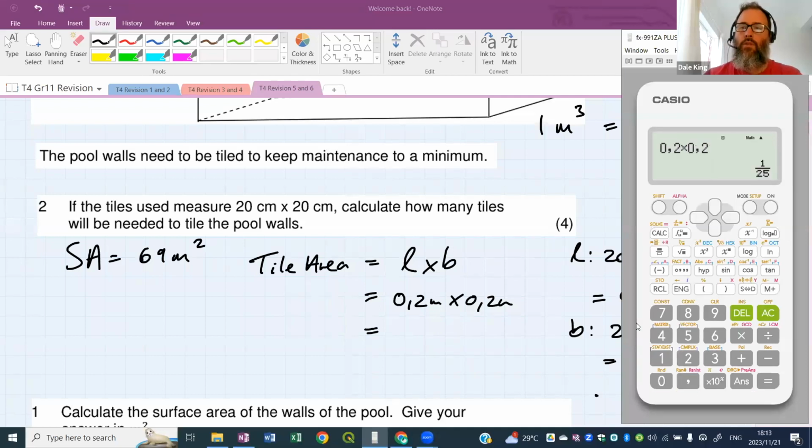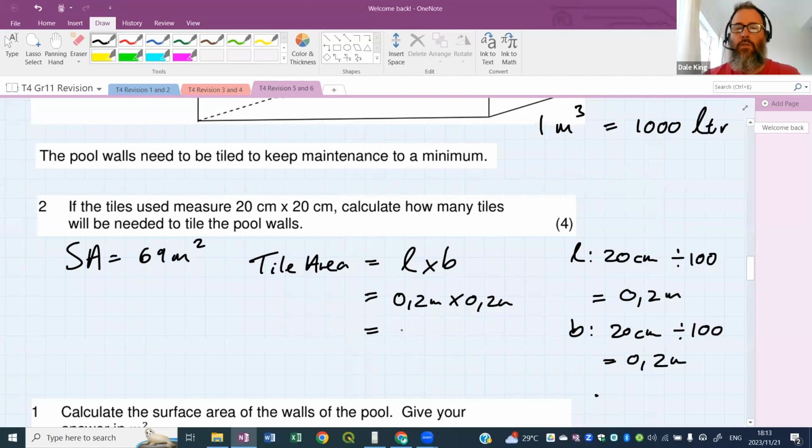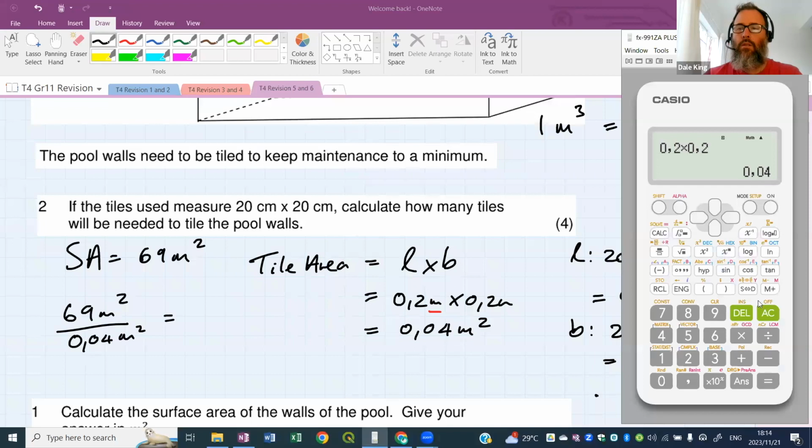0,2 times 0,2 gives us 0,04 meters squared, because we're using meters now. And this is good because we got meters squared for the surface area of the walls. Now we can actually work with this. So one tile is 0,04 meters squared. The whole surface area is 69 meters squared. So to work out how many tiles we need, we take 69 square meters of surface area and cut it up into tile pieces. How many of these will we get?